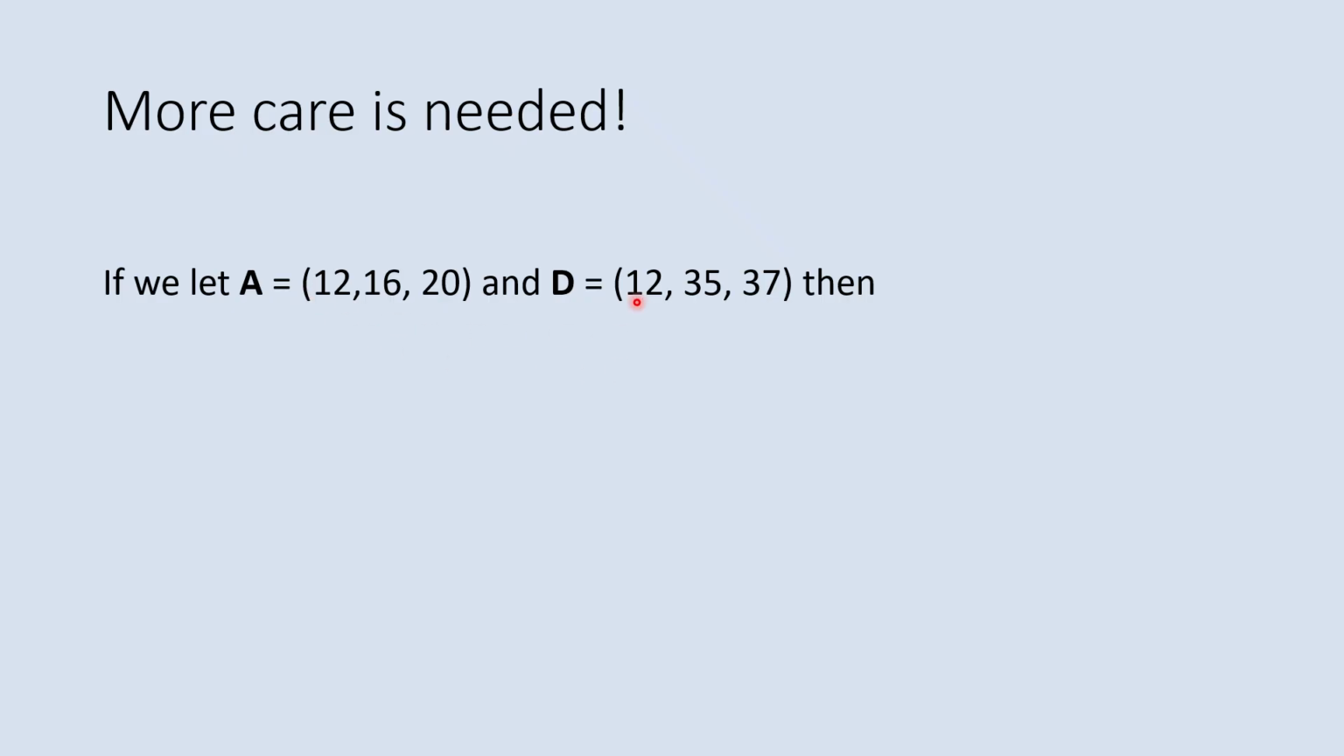And in both of these, the first value is the same, so A is less than or equal to D, and D is less than or equal to A, but the other two values are not the same, and so the two triples are not equal to each other. So here's an example where the two triples have the conditions that we want. A is less than or equal to D and D is less than or equal to A, but the two triples aren't the same. You may have come up with a different triple.